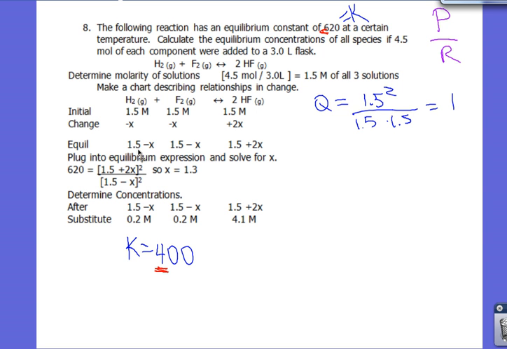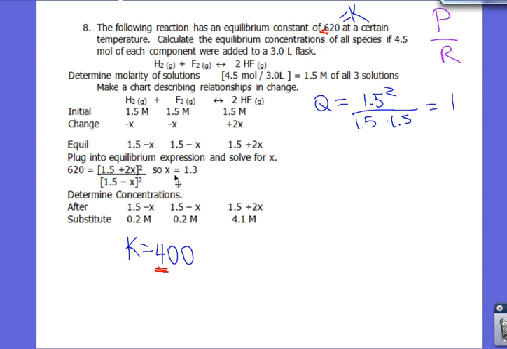So I have this set up, 1.5 minus x, 1.5 minus x, 1.5 plus 2x. The coefficient impacts the x value. And then 1.5 plus 2x squared. I did combine these together instead of 1.5 minus x times 1.5 minus x. I just wrote them as squared. And I think I used the solver function to find x.